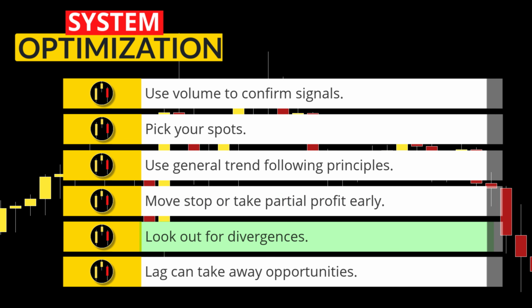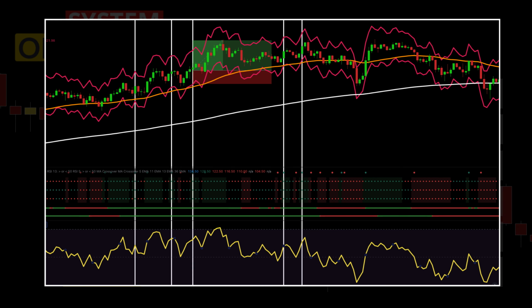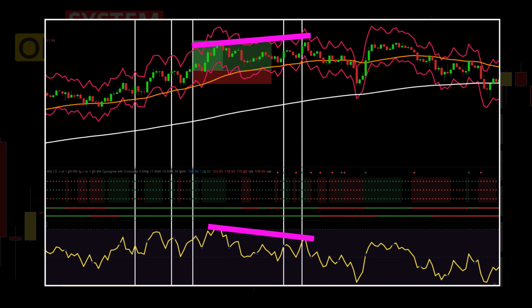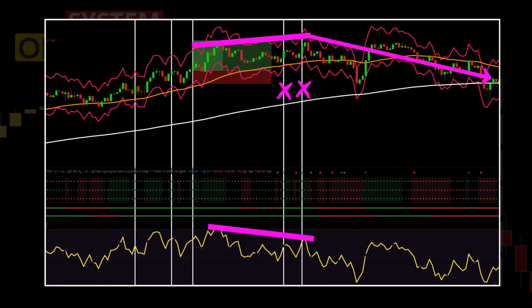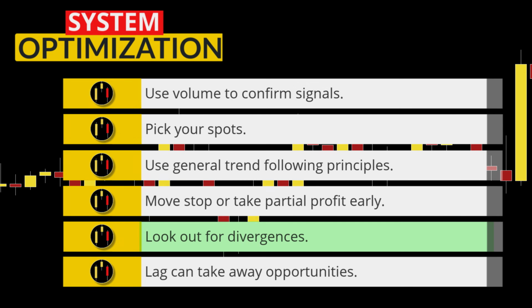Fifth, you can use an oscillator like the standard RSI to spot divergences. Here we can see clear bearish divergence, a higher high on price and a lower high on the RSI. This would not be the best place to go long and does filter out false signals.